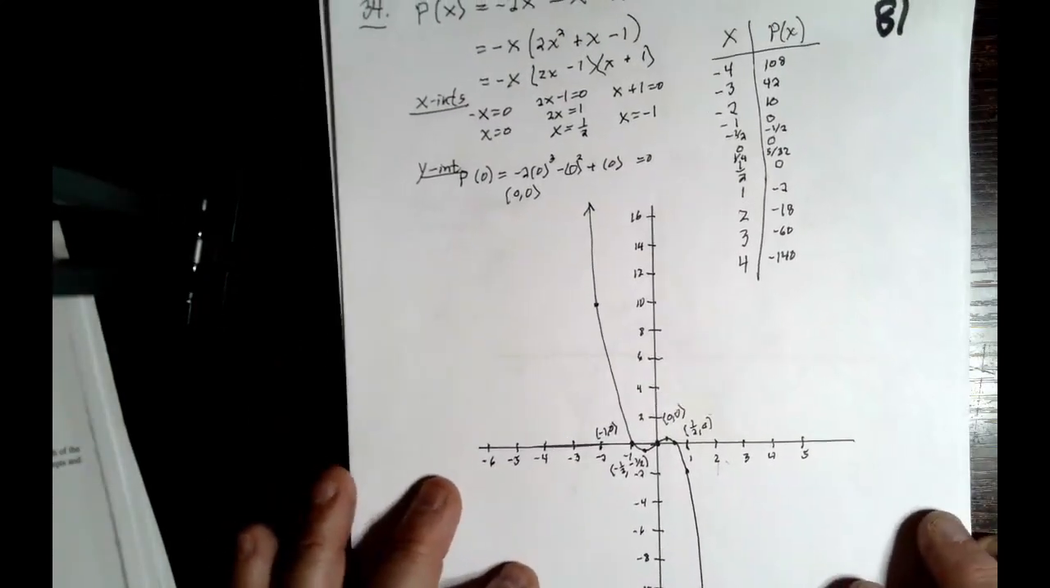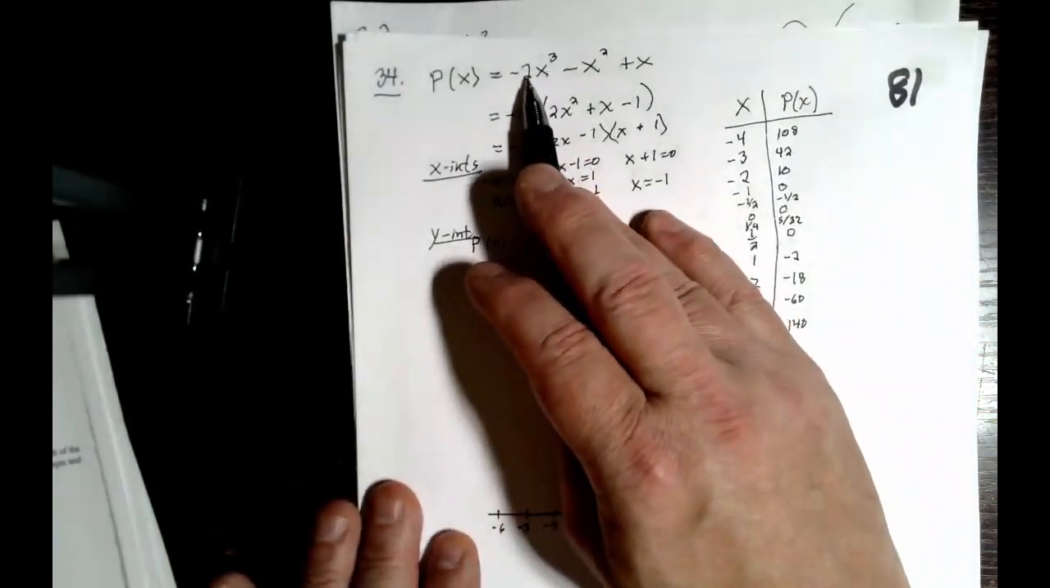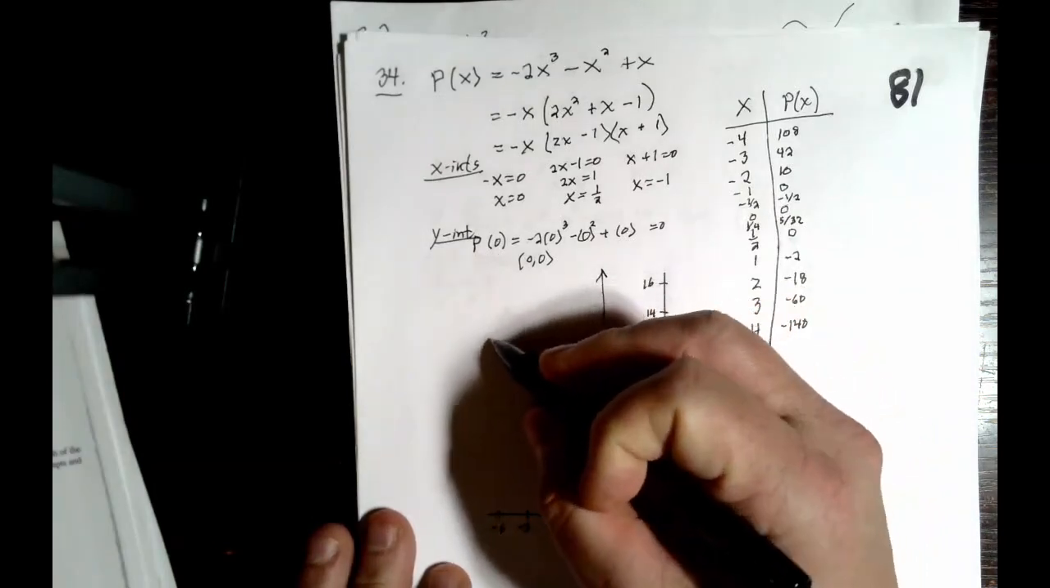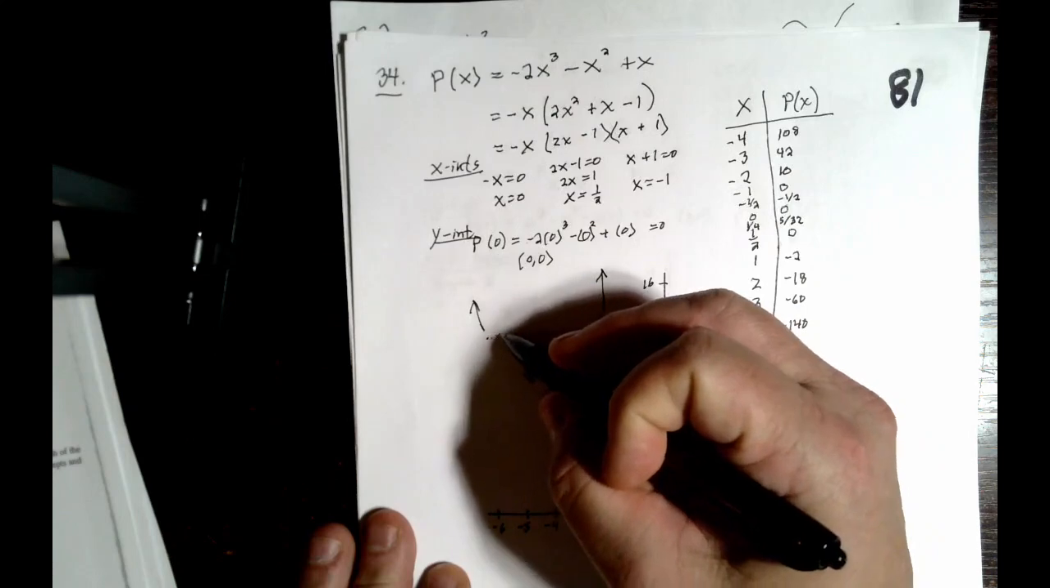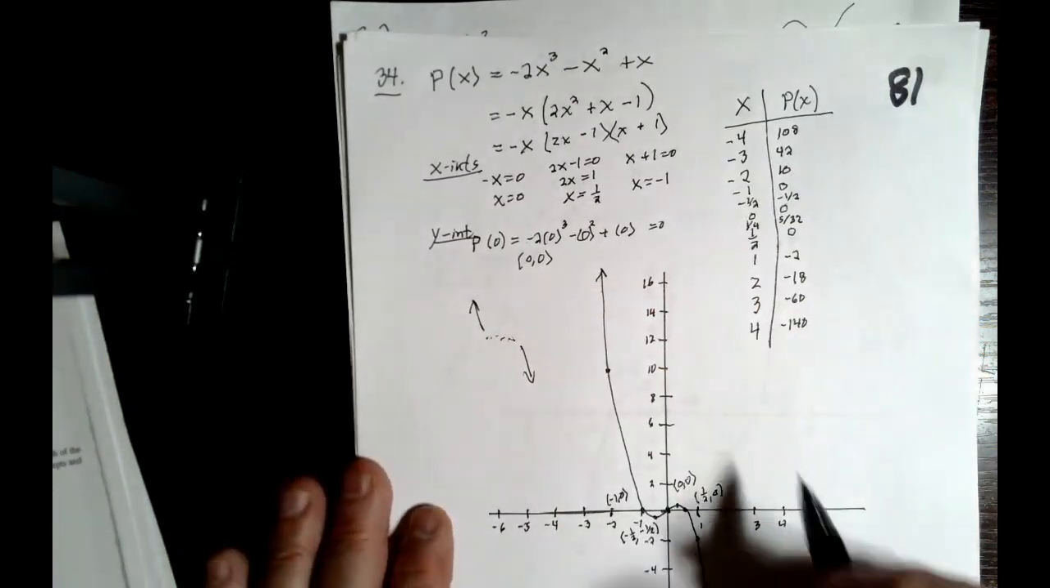Now, 34. Degree 3, a is negative, so your end behavior is going to go up to the left and down to the right. The opposite of x cubed.